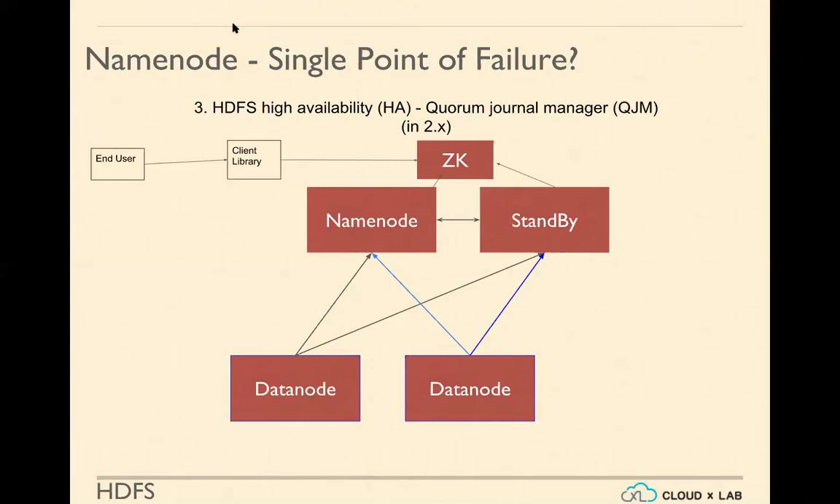How many standbys are kept for one name node? Generally 1 plus 1, that's it. 1 plus 1 is sufficient in most of the cases.